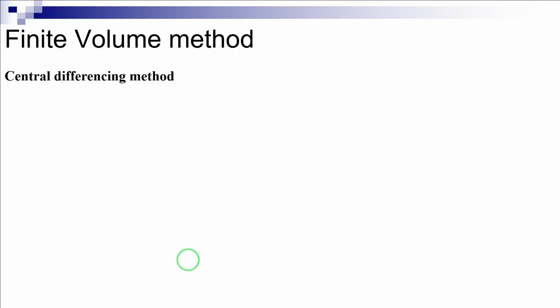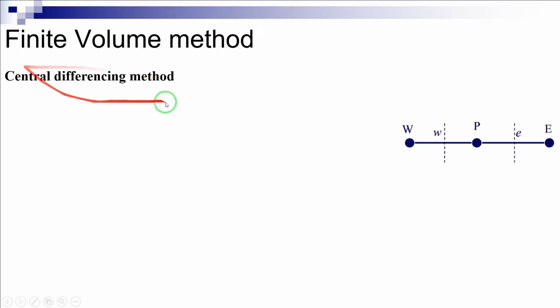Central differencing method. Now we need to estimate somehow the values of phi at the control volume surface E and W by using the values of phi stored in the nodes. One method that can be used for this purpose is the central differencing method, which was used for the discretization of the diffusion term in the pure diffusion problem. In this method, according to this figure, it is assumed that the variable phi changes linearly between the nodes.